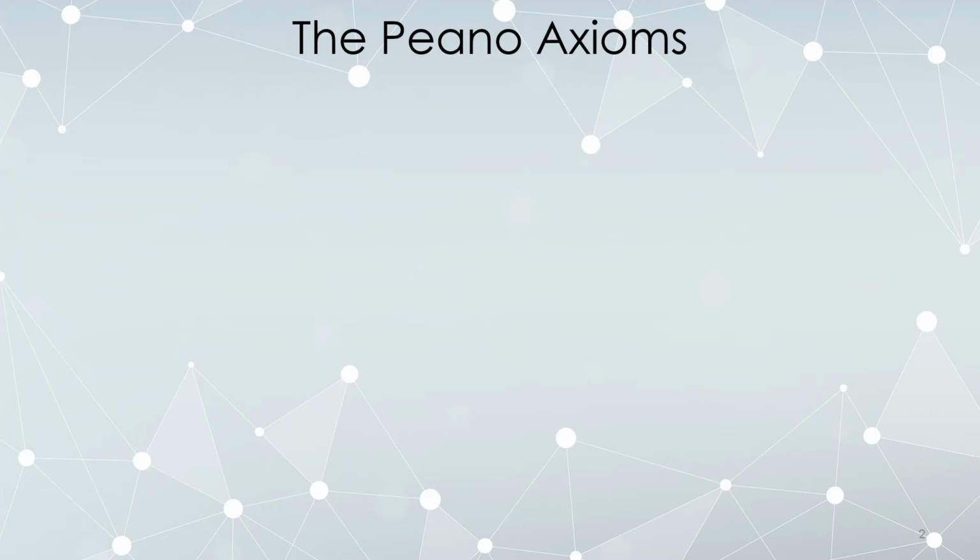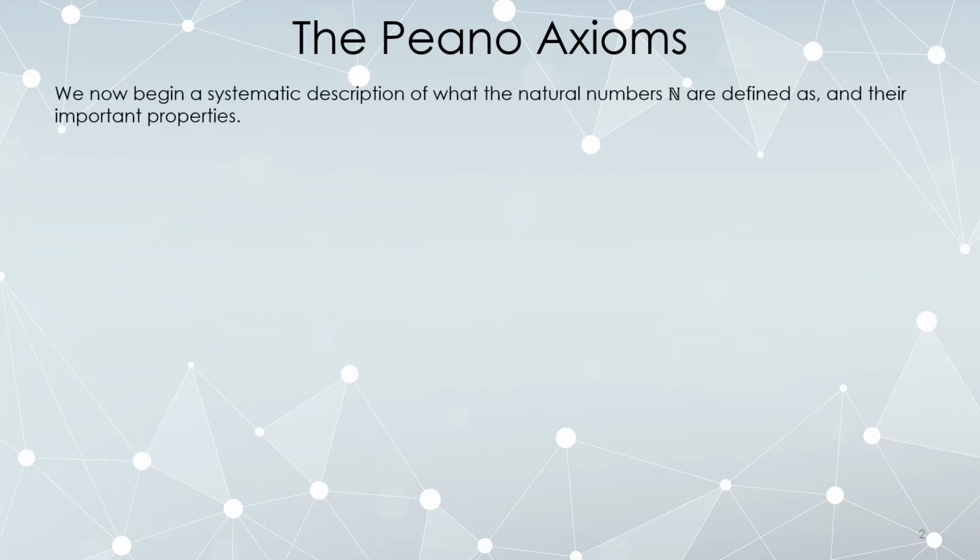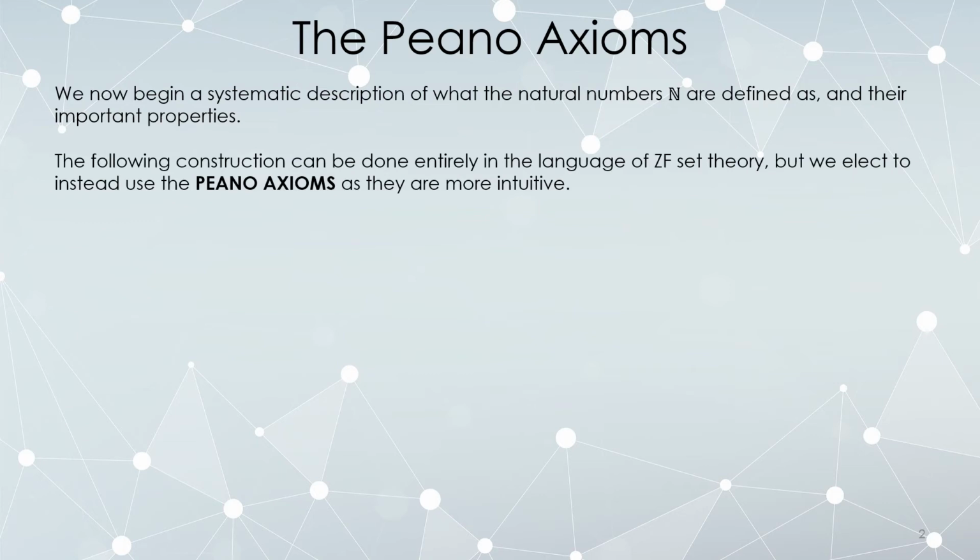So having developed systems of logic in earlier sections, we're finally going to get to a topic that most people expect in a math class, namely numbers. We're going to systematically describe what the natural numbers are and what their important properties are. The following construction of the natural numbers can be done entirely within the language of Zermelo-Fraenkel set theory, but we're going to use the Peano axioms.